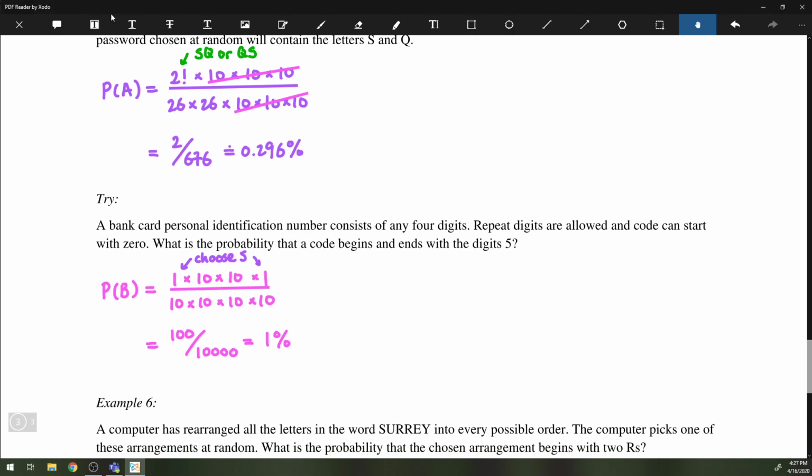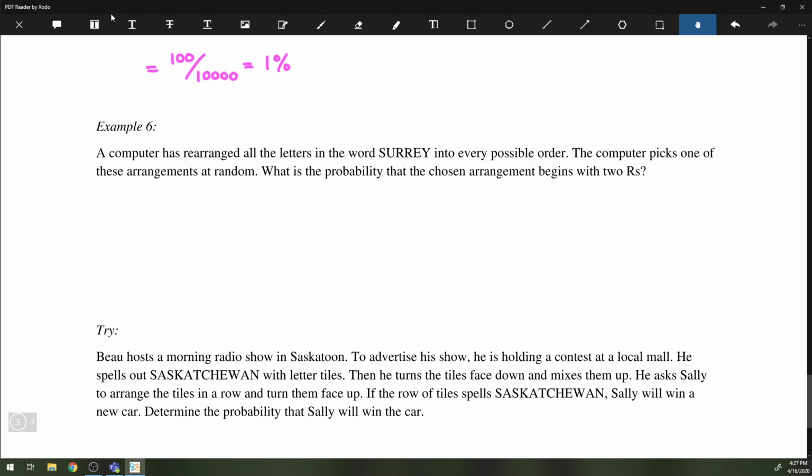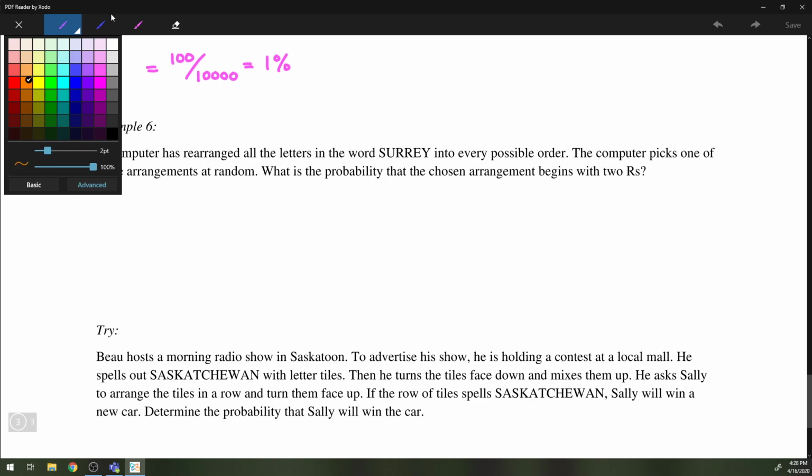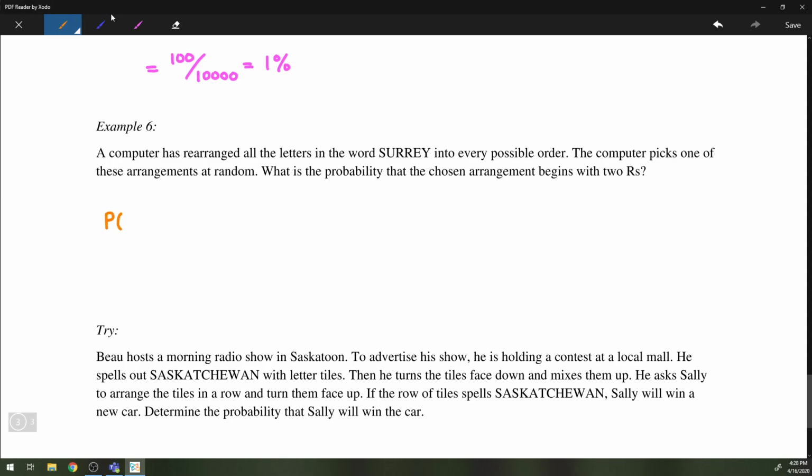Now for the next part, we haven't looked at permutations involving repeated objects just yet. That's what these last 2 examples will allow us to examine. Let's look at number 6. A computer has rearranged all the letters in the word Surrey into every possible order. So we will pick a random one, and what's the probability that the chosen arrangement begins with 2 R's? Okay, so probability R, R, and then the other 4 letters. The other 4 letters would be S, U, E, and Y.